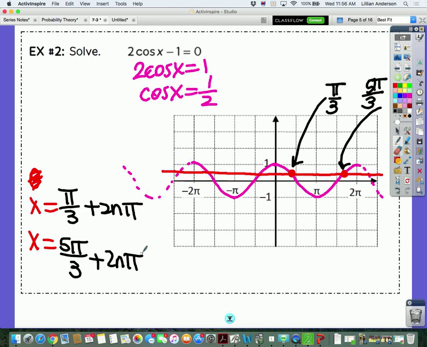The tangent, does anybody remember what the period of tangent was? And how far apart is that? Pi. So the period for tangent was pi units. So if this was a tangent one, your solutions are going to be separated by a pi instead of 2 pi. So those would have pi n instead. Okay? Questions for these?